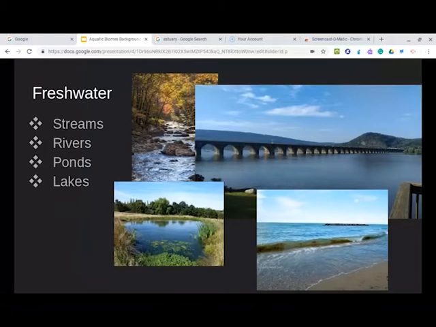When we look at freshwater biomes, that includes streams, rivers. Right here's our Susquehanna River, ponds, and lakes. This is Lake Erie. These are the biomes that are central for drinking water and could possibly become a point of tension in the future, although they already have in some areas, which we'll look at in class.